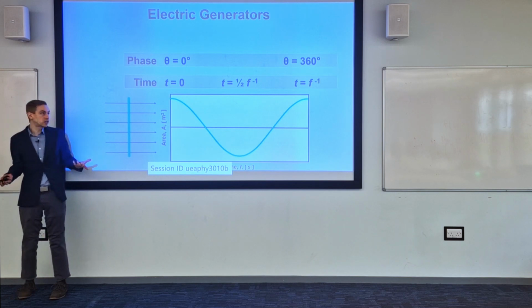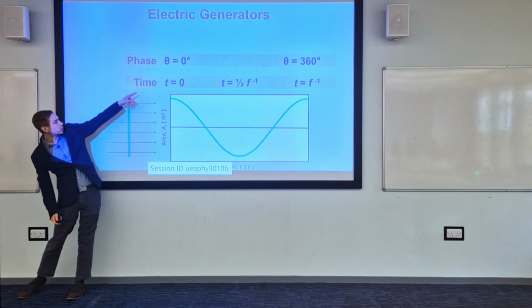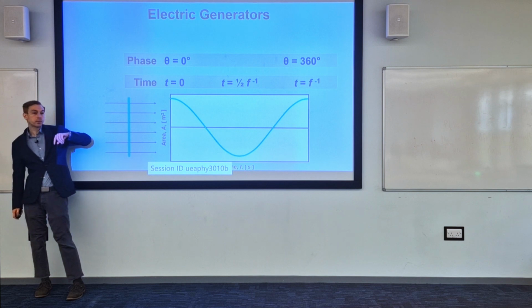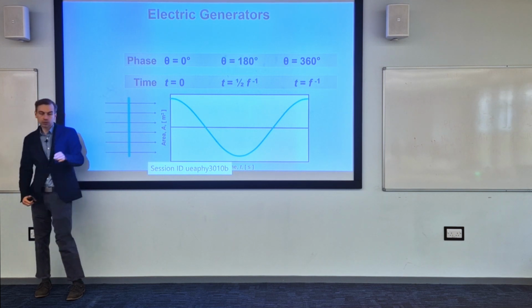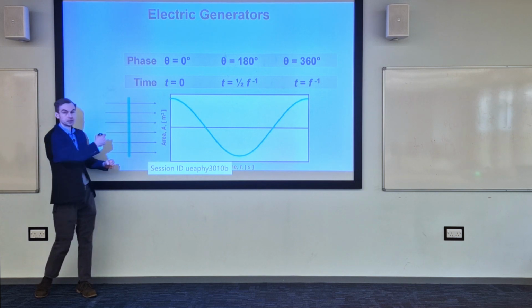So that's the basic idea of phase. You could probably guess what the phase is going to be when we're halfway through. When we're halfway through, the phase is going to be 180 degrees. So we've just maybe taken the coil and flipped it halfway.